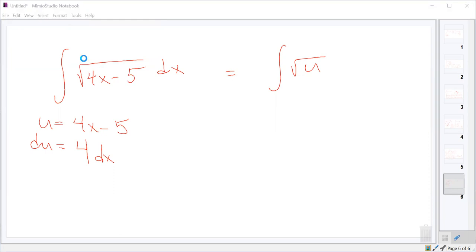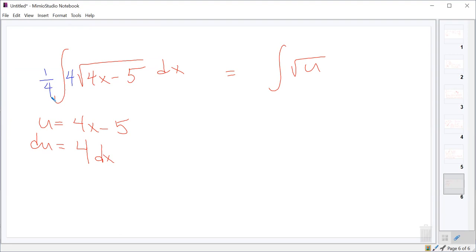We don't have a 4 dx, right? We have a dx, but we could make a 4 dx. There's a 4. Now I have a 4 dx. Can I do that? I can't do that without putting something on the outside that cancels out that 4. What cancels out a 4? 1/4.